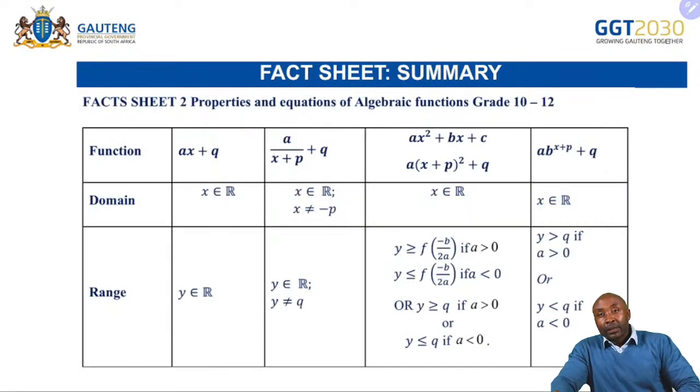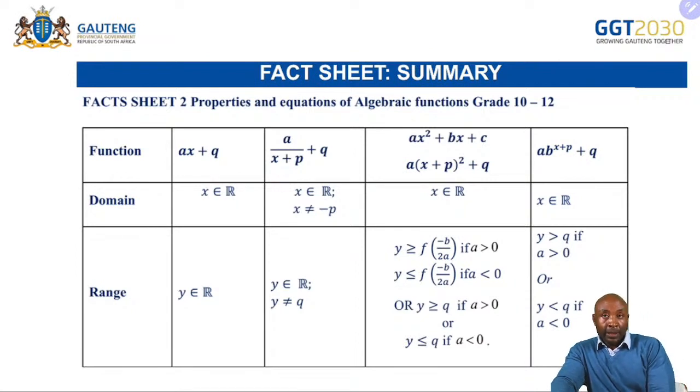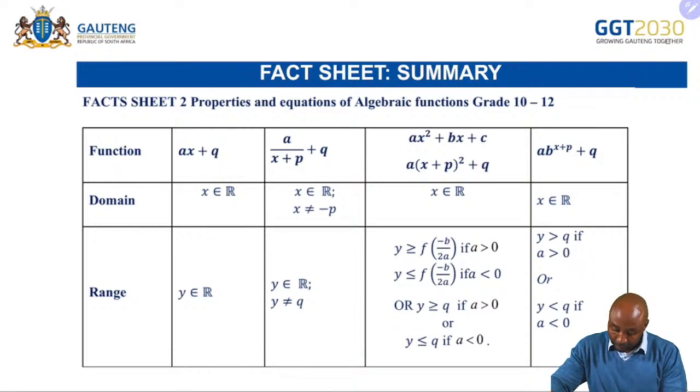Now, after doing all these activities, we were able to realize something. If our function is a linear one, ax plus q, you have realized that the domain is x is an element of real numbers and your range y is an element of real numbers. If we have a hyperbola, we know that our domain x is an element of real numbers, but we exclude our vertical asymptote. Our range also y is an element of real numbers, but we exclude our horizontal asymptote.